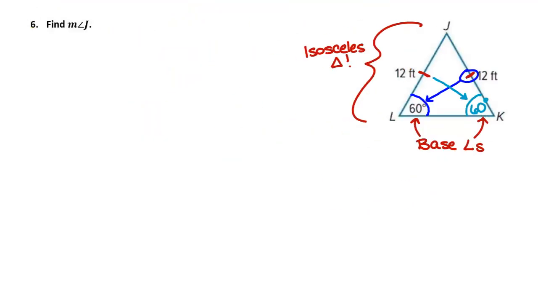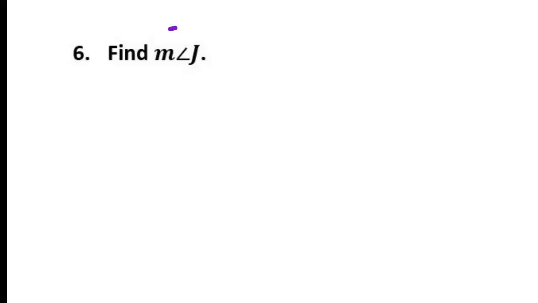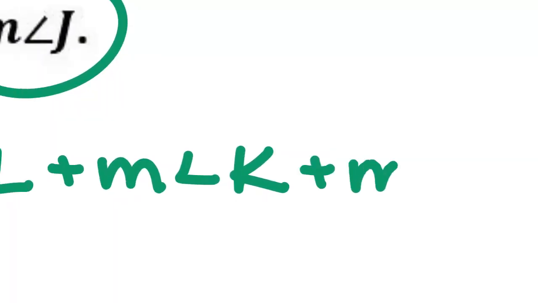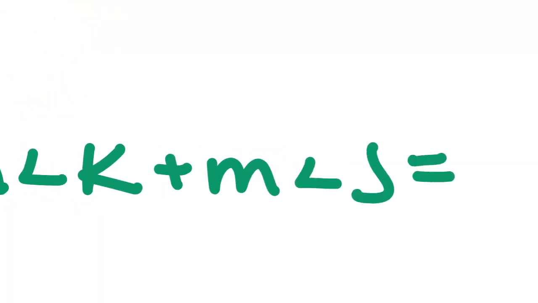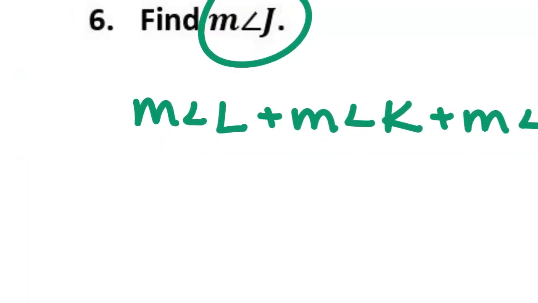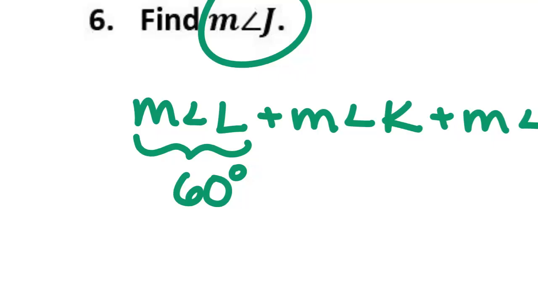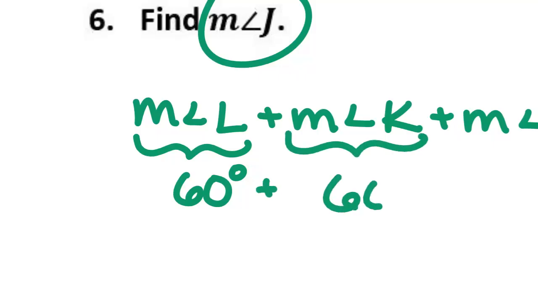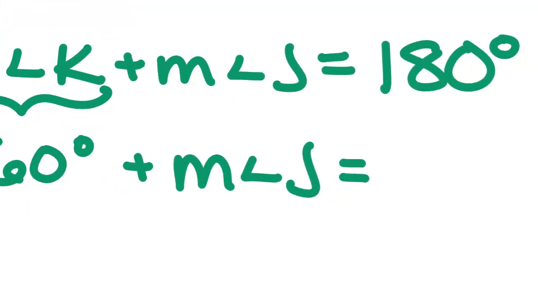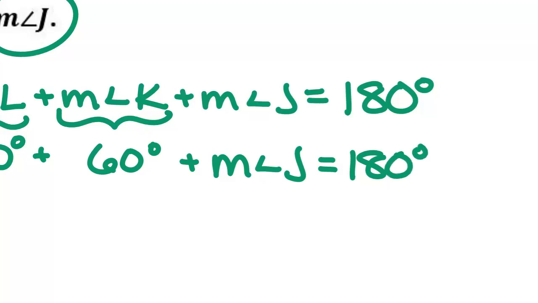Now that I know that those are both 60, do I have enough information so that I can come up here and find the measurement of angle J? Yes. Measurement of angle L plus measurement of angle K plus measurement of angle J has to add up to how much? 180. It's only the angles that add up to 180, not the sides, just the angles. So I have 60 degrees for angle L. We have 60 degrees for angle K. We don't know how big angle J is. Add them all together and it equals 180.